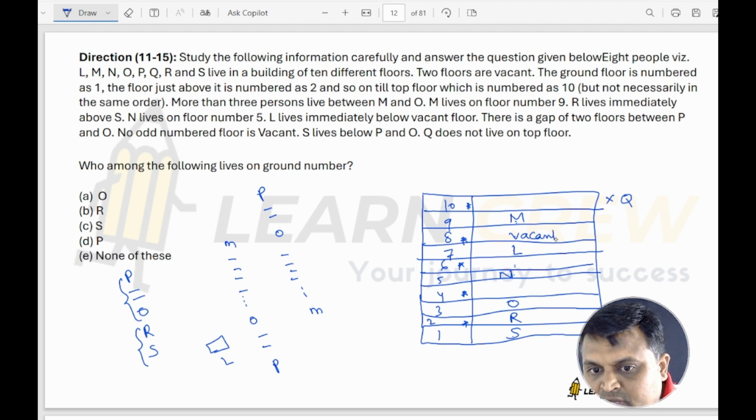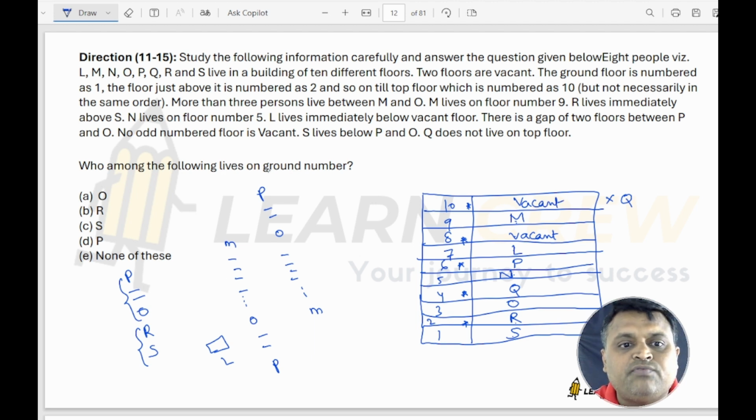Because the vacant floor is an even floor, L comes here. Now, what is the remaining thing given? Two persons are there between O and P, so I can take P here. And Q does not live in the top floor, so Q has to be here. 1, 2, 3, 4, 5, 6, 7, 8. All 8 persons are arranged, and this is a vacant floor. This is how we can do it.